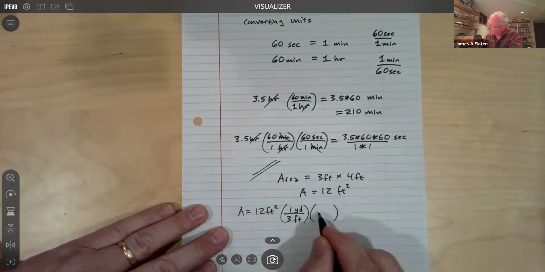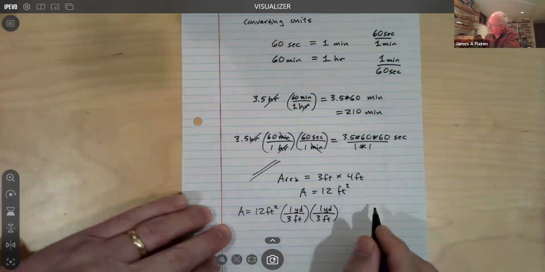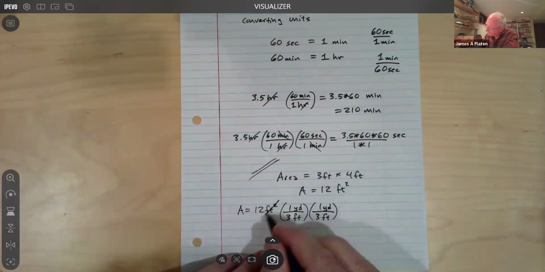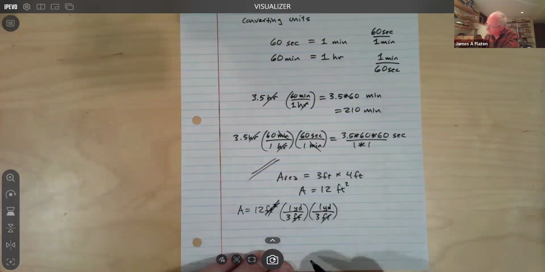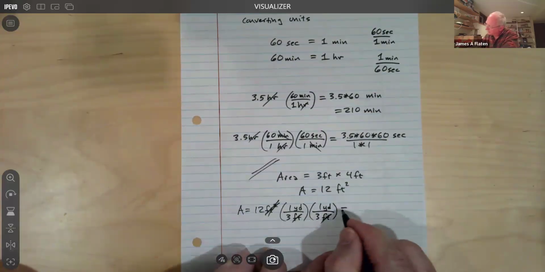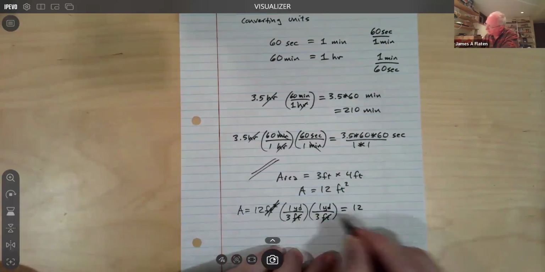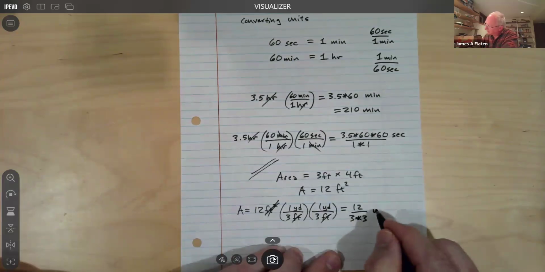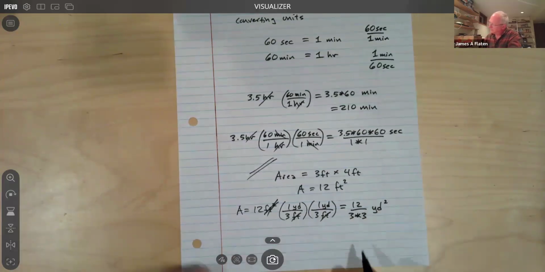So I have to do that twice. 3 feet in 1 yard. And so now this feet squared, feet, goes away with feet and feet, and then I end up with yards squared. And so the answer is equal to 12 times 1, divided by 3, also divided by 3. So 12 over 3, and then the units would be yards squared.